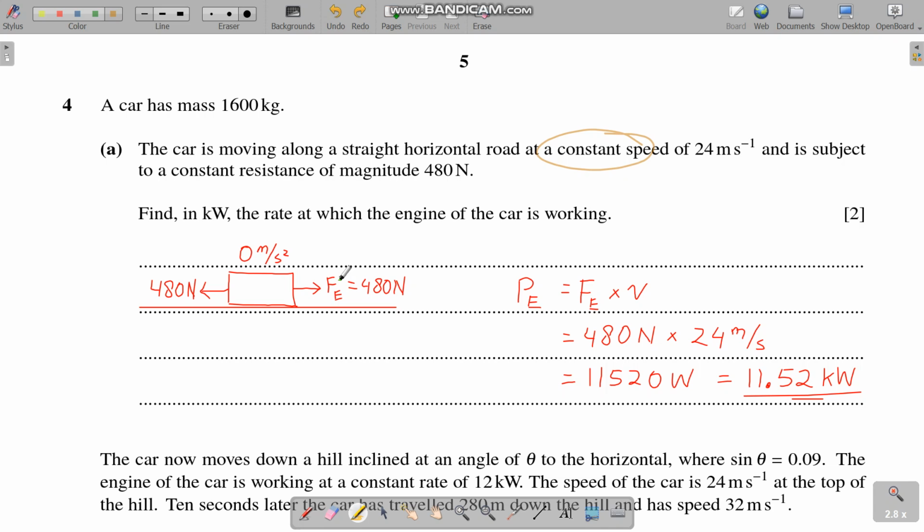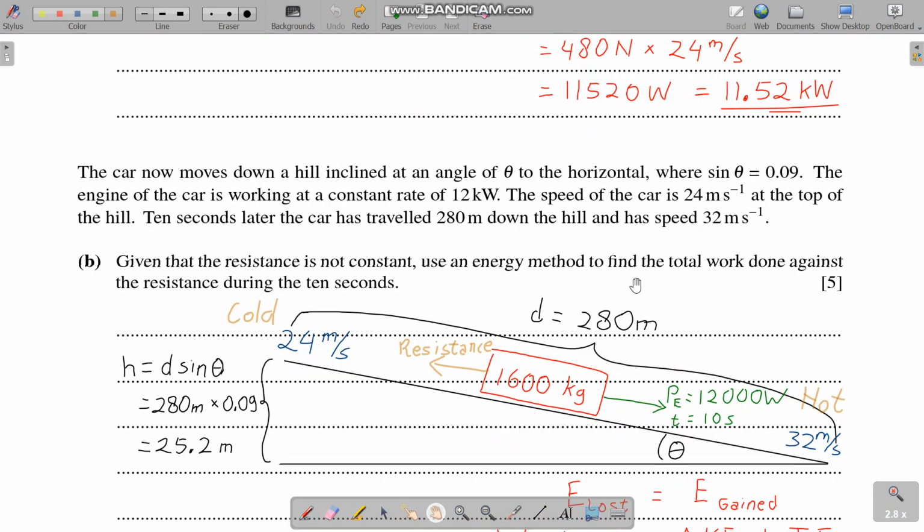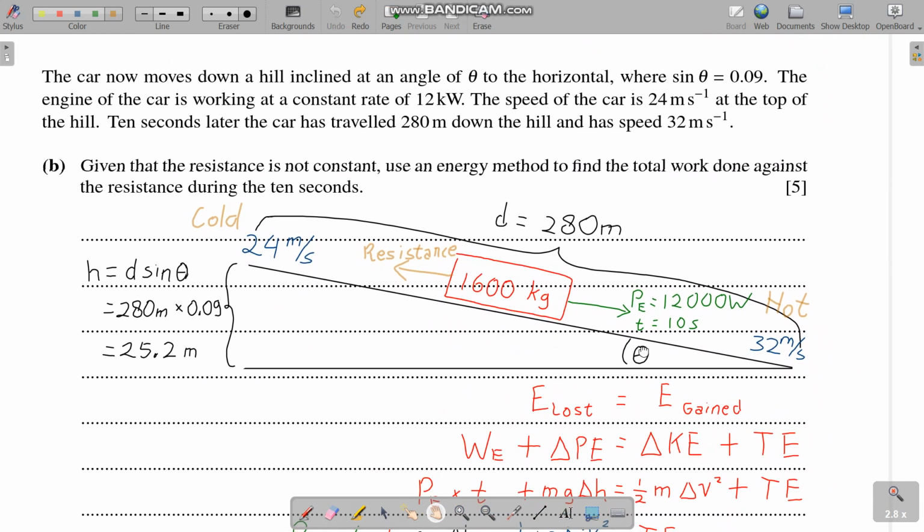We have only two forces in the horizontal direction, the engine force and the resistance force. So since we have sigma F equals 0 here, the net force should be 0. The engine force is therefore equal to the resistance force. And to find the engine power, we use engine force times velocity. So in kilowatts, this is the answer. At least use 3 SF. Now for the second part.